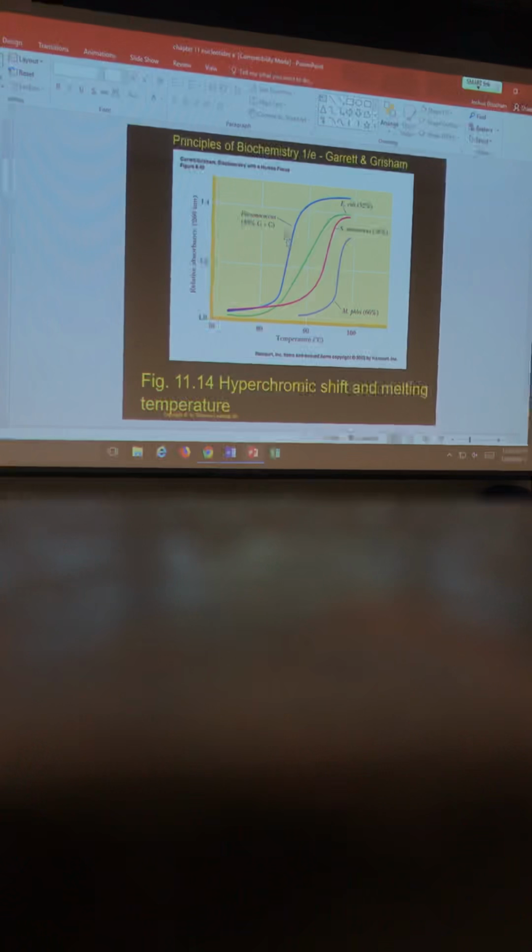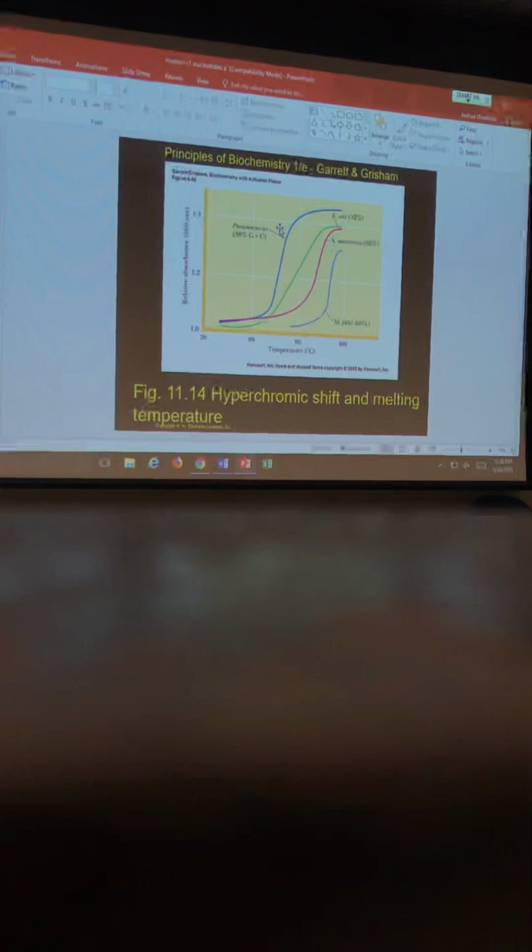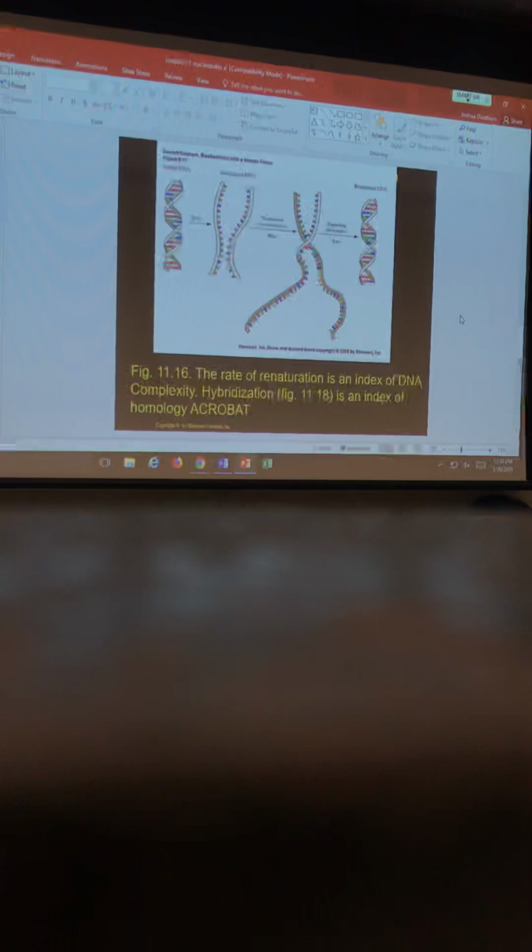UV light. What this graph is telling you is that when DNA separates into two separate strands, all of a sudden its ability to absorb UV light increases tremendously. That's because those nitrogenous bases that were hidden on the inside of double-stranded DNA are now open to the world when DNA unwinds from itself. So we can tell when DNA is melting when all of a sudden it absorbs a ton of UV light at a particular temperature. This whole experiment is called a hyperchromic shift, and that's how you can identify at what temperature a DNA sample opens up.